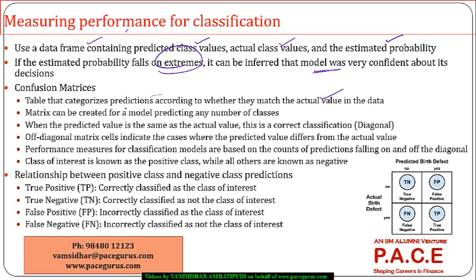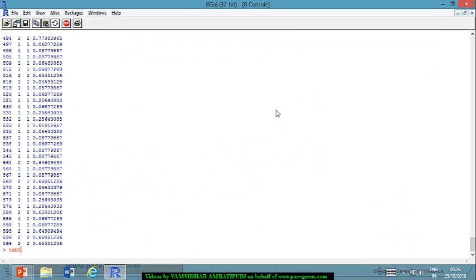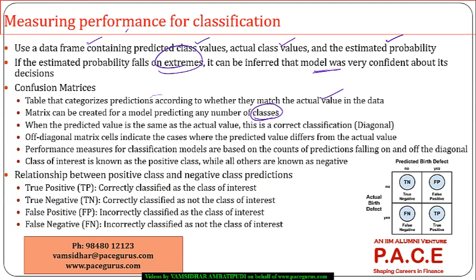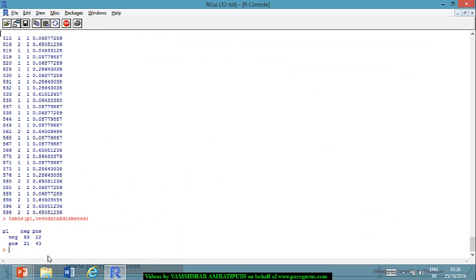We know that any number of classes we can create a matrix. So I can take a table wherein I am collecting P1. I am also taking the test_data$diabetes. So these are the actuals. This is what we call a confusion matrix. When the predicted value is the same as the actual value, it's a correct classification. Generally the ones on the diagonals are correctly classified.